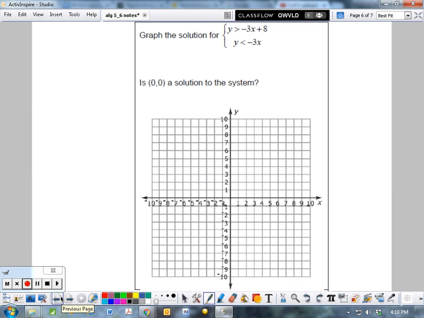Okay, so it looks like I have 2 more examples. Let's move on to this one. We're going to start graphing at positive 8 on the y-axis. We're going to go down 3, right 1. So down 1, 2, 3, right 1.